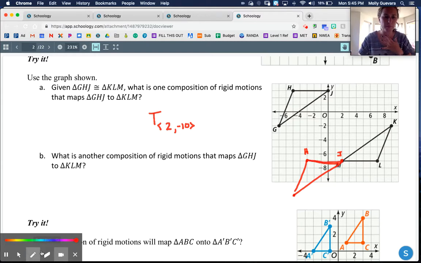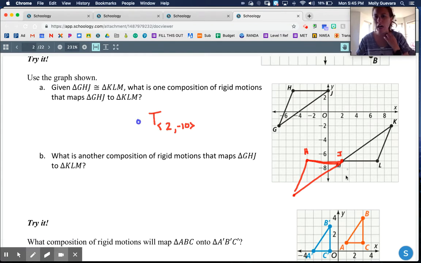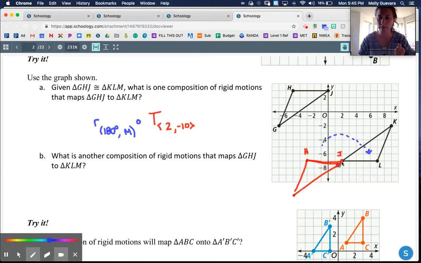I'm going to change colors so we can see the difference here. From there, I can rotate this 180 degrees. If I rotate it 180 degrees, it will line up on that triangle. Remember that rotations use a lowercase r, and I say how many degrees I'm rotating, which in this case is 180. Then I also have to say what point. So I'm going to rotate around point M, because that is a point on the graph, right here. That would get me this triangle here.